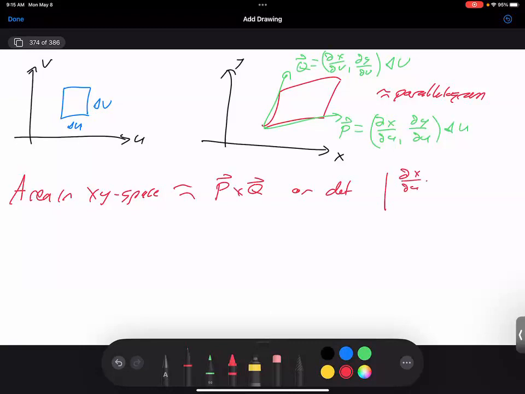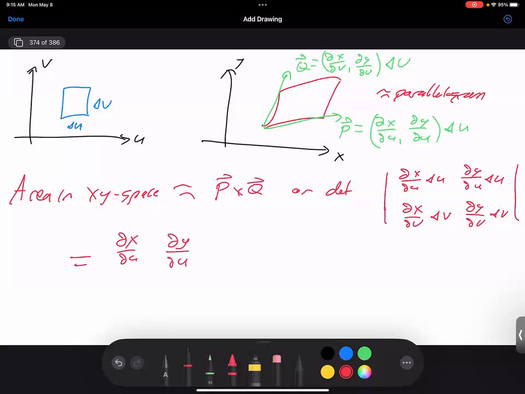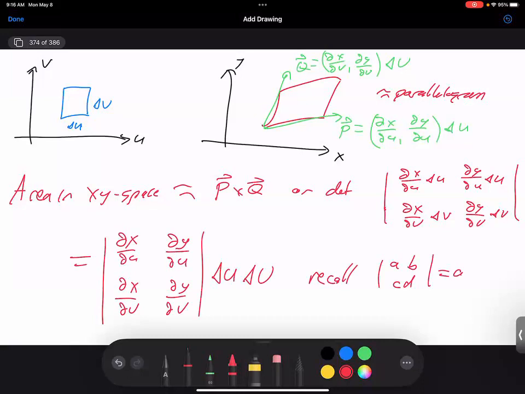of dx/du delta u, dy/du delta u, dx/dv delta v, dy/dv delta v. And so if I pull things out, this is going to be the determinant of dx/du, dy/du, dx/dv, dy/dv, times delta u delta v. And recall the determinant of a, b, c, d is ad minus bc.